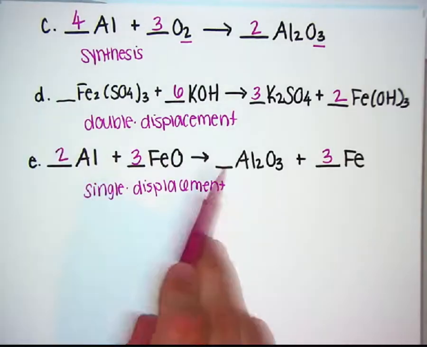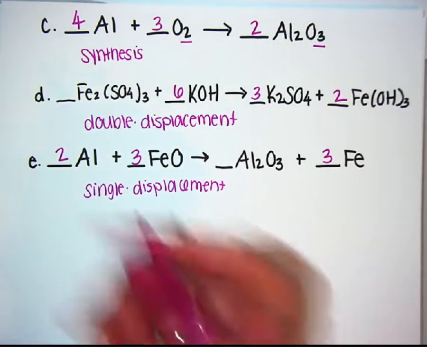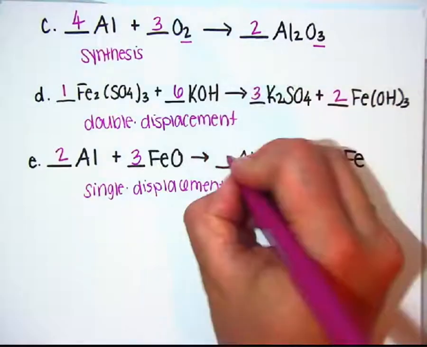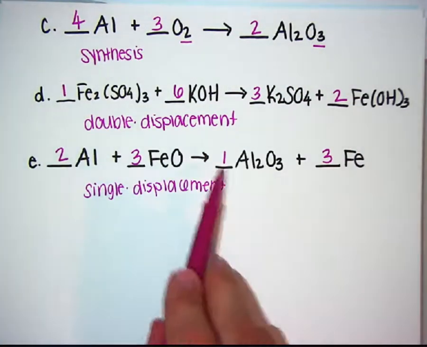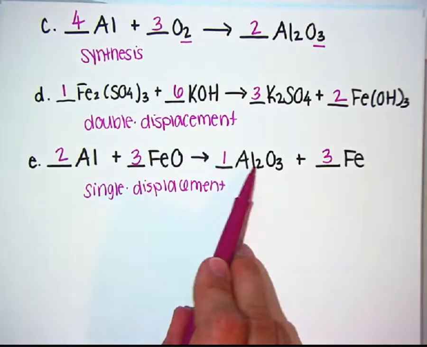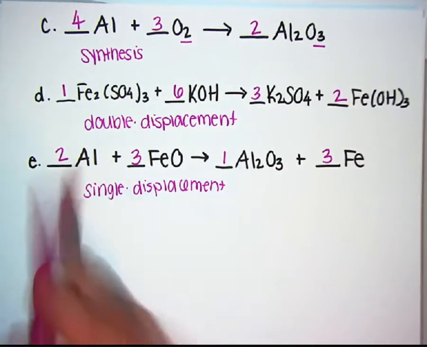Remember, we can either leave these blank, or if you wanted to put a number in there for completion, we can put a 1. Adding that 1 is not going to change the number of ions. 1 times 2 gives me 2 aluminums, and I still have 2 aluminums.